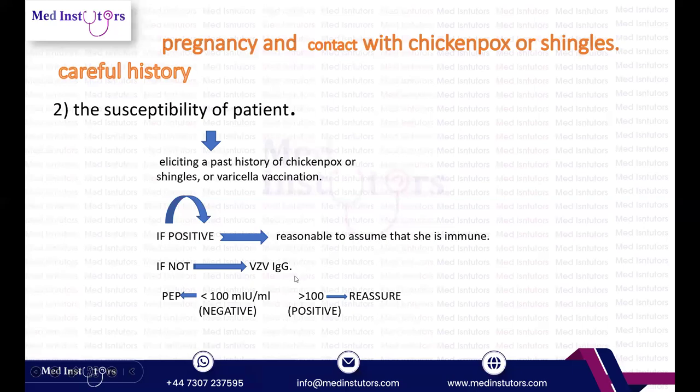These are very important to do to determine their levels. If it is greater than 100, it's positive. It means somewhere in the past she has been exposed. Now she is immunized. She does not have any risk. So just reassure her, that is it.